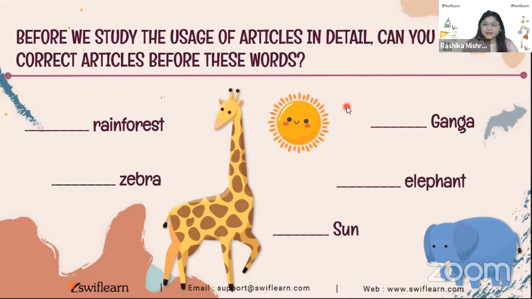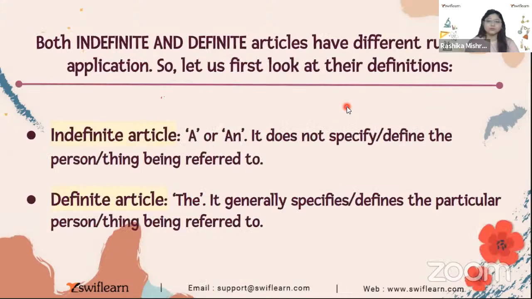Okay, and elephant. Elephant, can anyone tell? Exactly, an will be the right article here. Why? Because when we pronounce the word elephant, it sounds like it starts with E. That is why we will put an here. Now, next one, sun. Because we are talking about the sun, and there is only one sun in the universe, that is why we will put the before it. Okay, nicely answered, all of you.